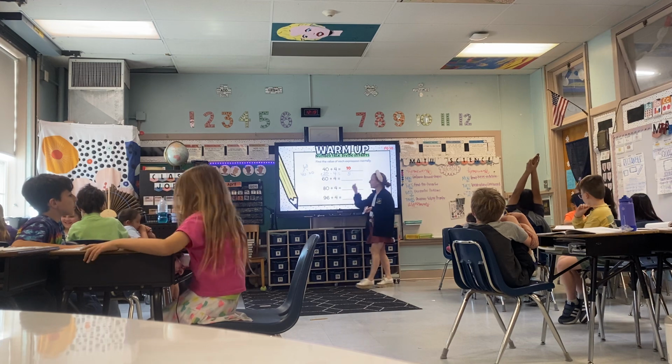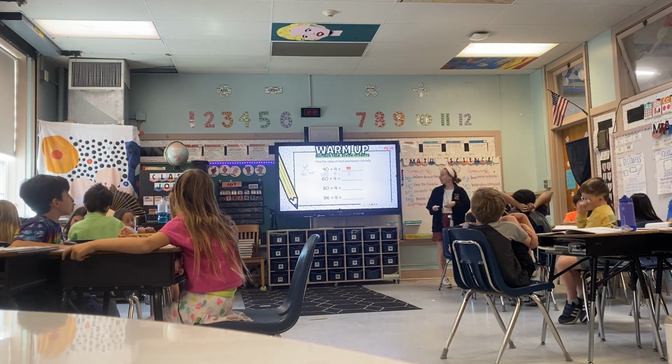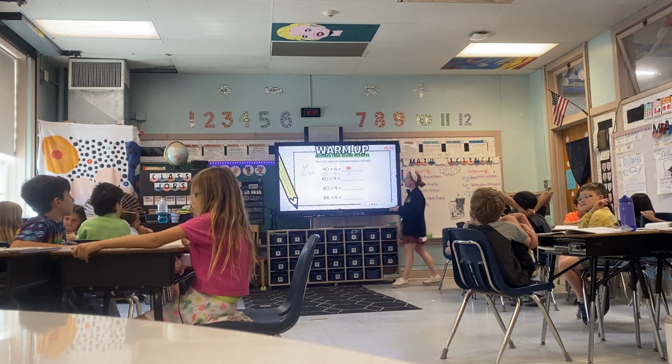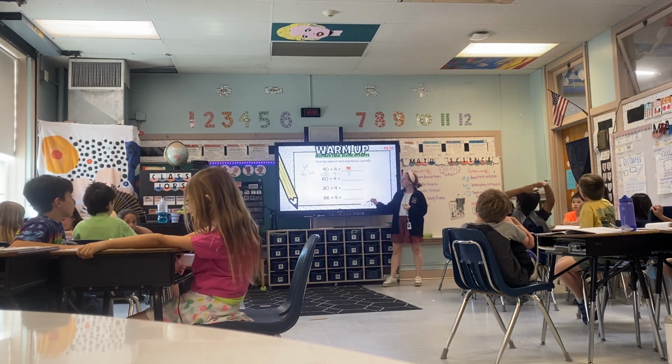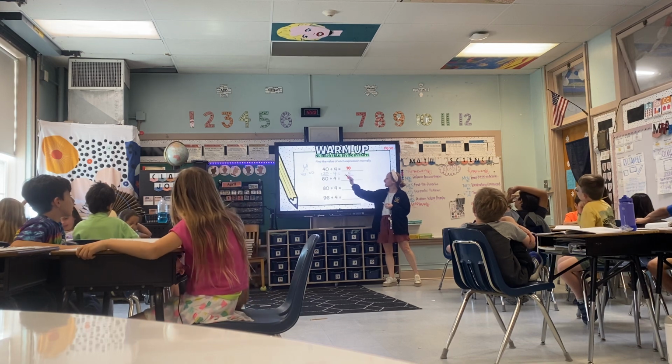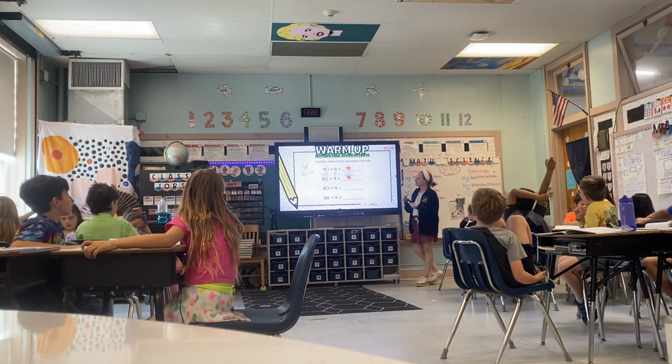Well, I know 40 divided by 4 equals 10. And I know 20 divided by 4 equals 5. So what is 60 divided by 4? It equals 15. Isn't that cool? Okay.